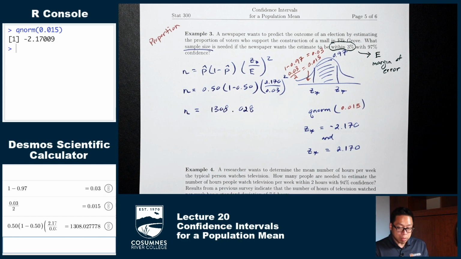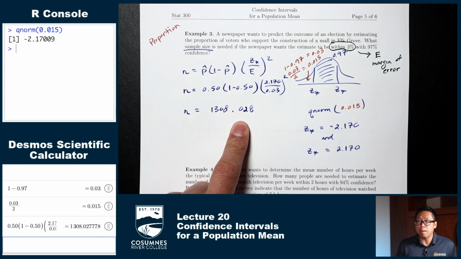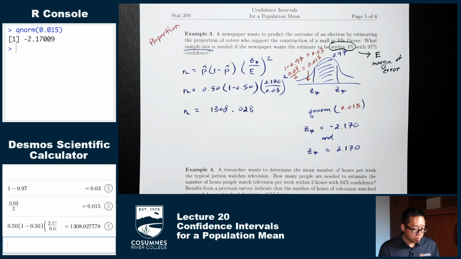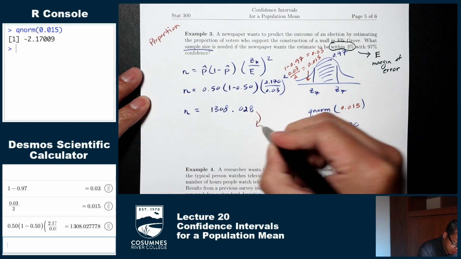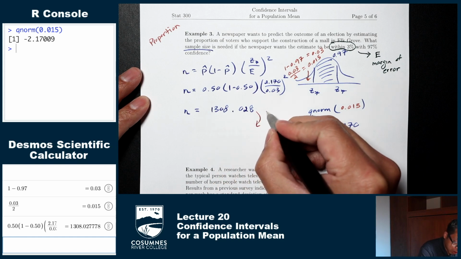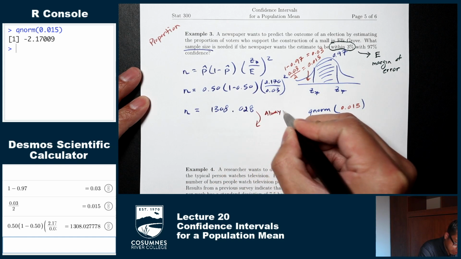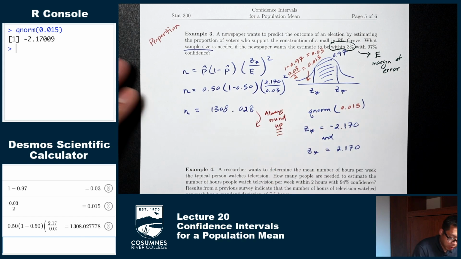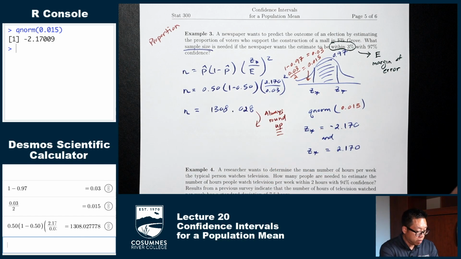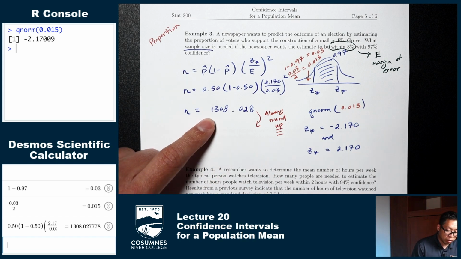Okay, this is a sample size. In other words, how many people we need to include in our study. So it doesn't make sense to have 0.028. The question now is, how do you round? And remember, we're always rounding up. So you're not going to round the regular way. You're always going to round up. Okay, so rounding up, this would be 1309.